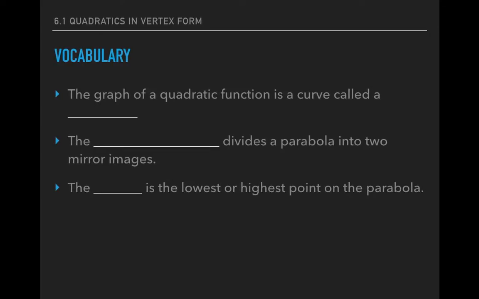So some vocabulary here. The graph of a quadratic function is a curve called a parabola. And it is the axis of symmetry that divides a parabola into 2 mirror images. So on either side of that axis of symmetry, you're going to have 2 mirror images. I'm going to expect you to draw that axis of symmetry for every parabola that you graph. It's just as integral as the parabola itself in my eyes, and it's really going to help you tremendously. And that low point or high point is called your vertex. It's where your graph kind of turns.